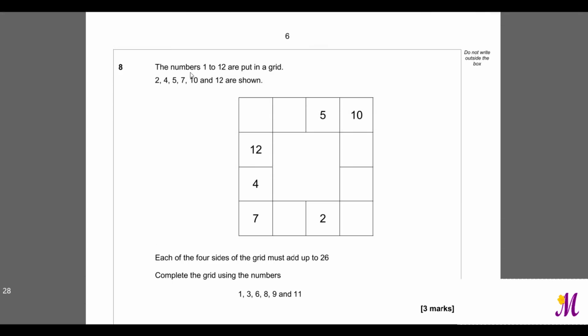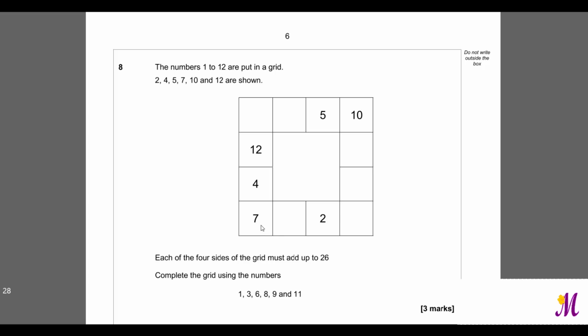Question 8. The numbers 1 to 12 are put in the grid. So this is the grid. And then 2, 4, 5, 7, 10, and 12 are shown. As you can see here, there are some numbers shown on the grid already. Each of the 4 sides of the grid must add up to 26. Complete the grid using the numbers 1, 3, 6, 8, 9, and 11. That means the rest of the numbers we have to put down.